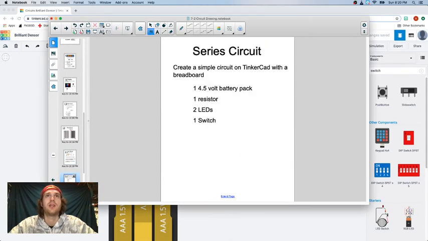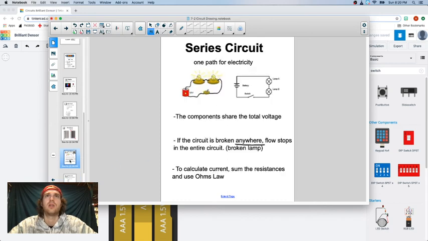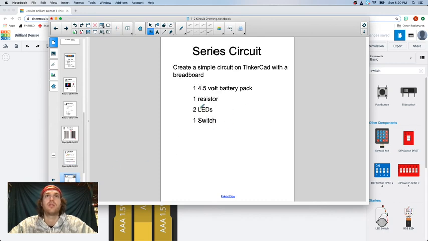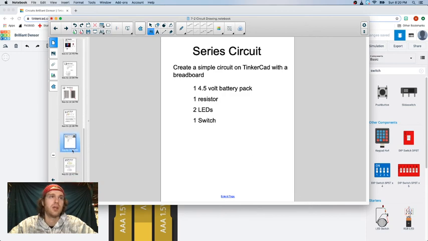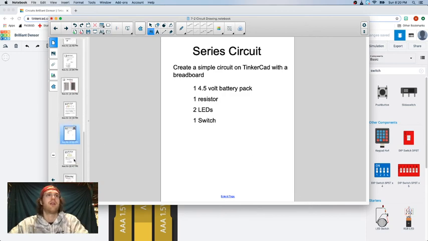So we just did a series circuit with, we did use a breadboard. It's not listed. That's okay. I'm going to go ahead and add that for the sake of the lesson.